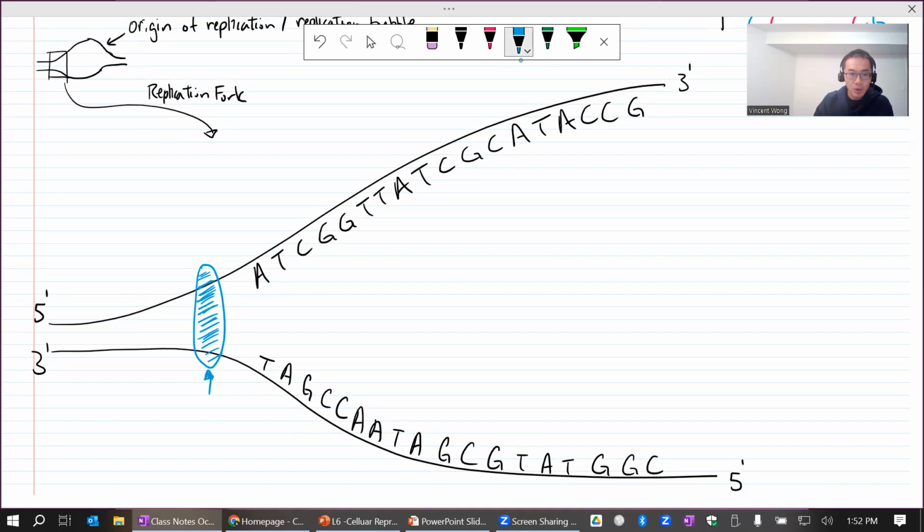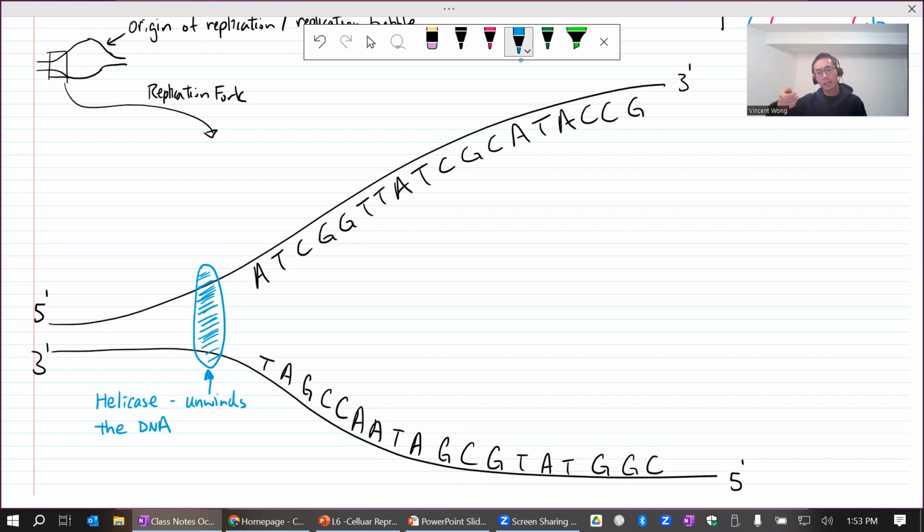This guy is called helicase. And the function of helicase is to unwind the DNA, to create the origin of replication and to continue to unwind the DNA.